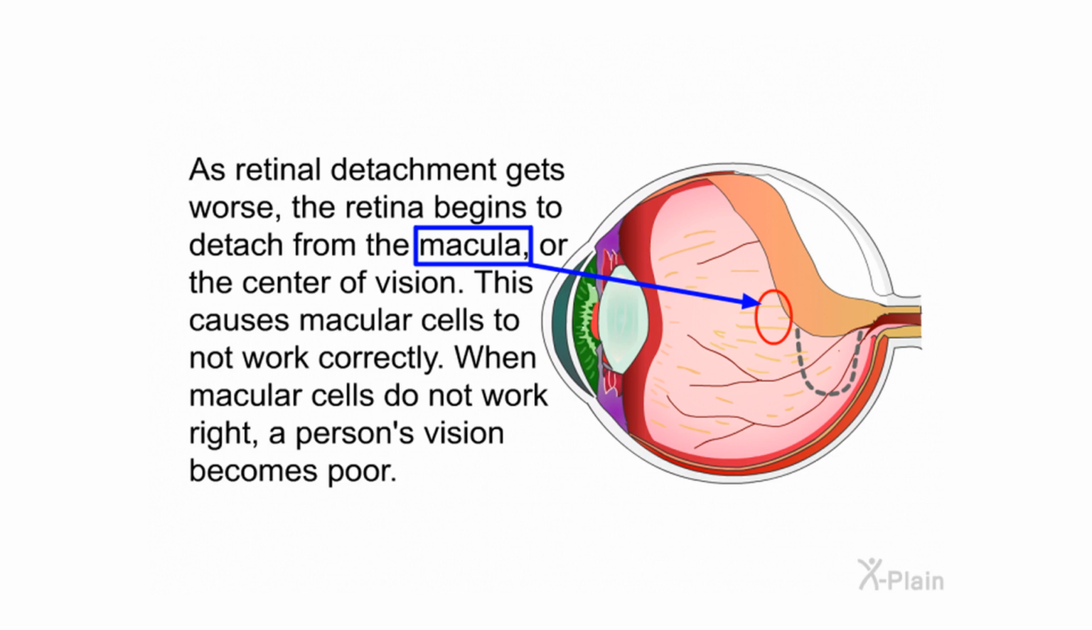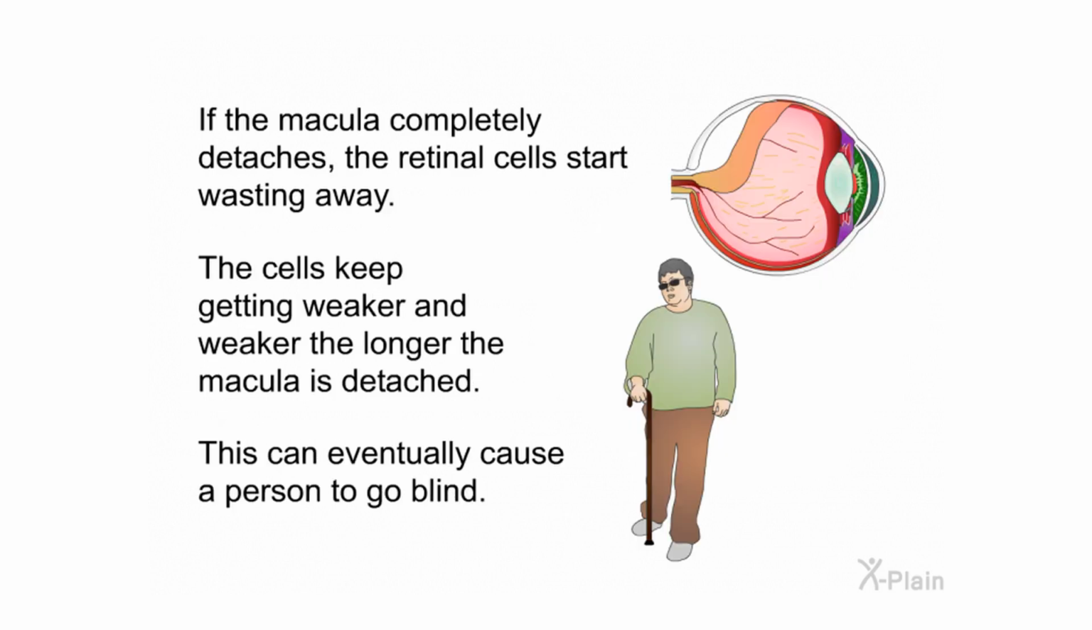As retinal detachment gets worse, the retina begins to detach from the macula, or the center of vision. This causes macular cells to not work correctly. When macular cells do not work right, a person's vision becomes poor. If the macula completely detaches, the retinal cells start wasting away. The cells keep getting weaker and weaker the longer the macula is detached. This can eventually cause a person to go blind.